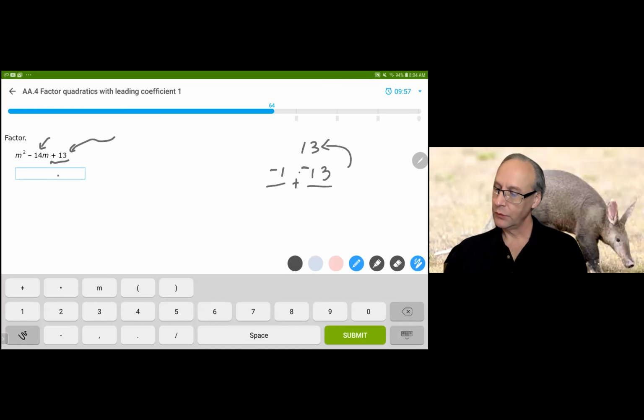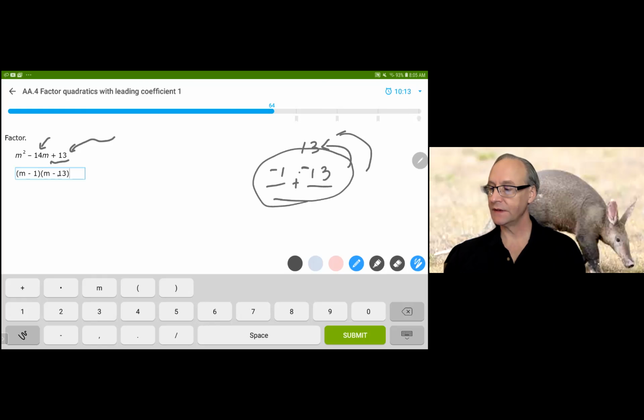So we are talking about (m minus 1) and an (m minus 13). That's going to give me a product of positive 13 and a sum of negative 14.